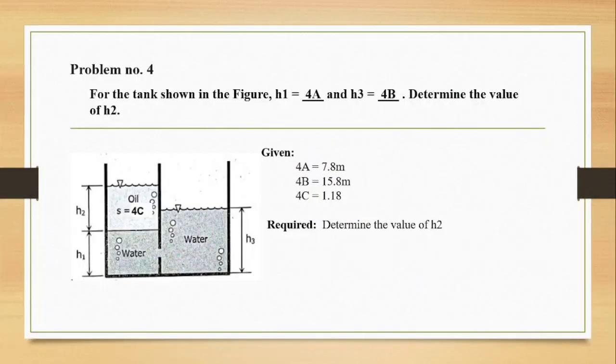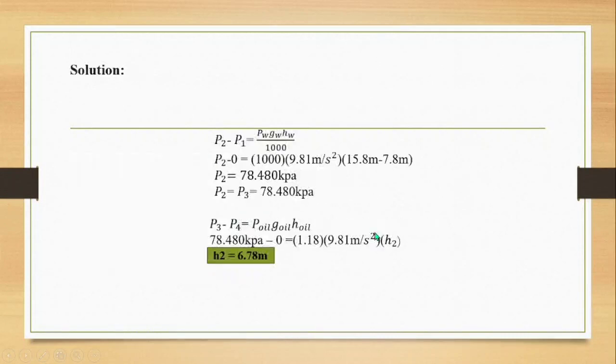So next problem is 4. For the function in the figure, h1 equals to blank and h3 equals to blank, determine the value of h2. So ang ato given is ang ato 4a is 7 point meter, ang ato 4b is 15 point meter, 4c is equals to 1.18, and ang ato daw pangitaon para sa kaning problem is determine the value of h2. So let's proceed to the solution.